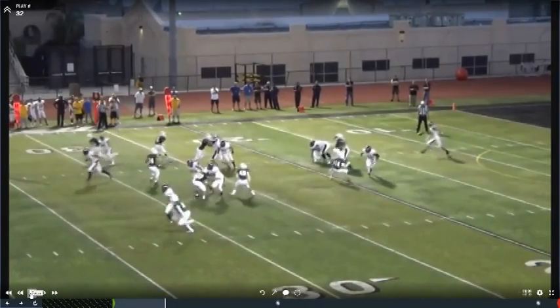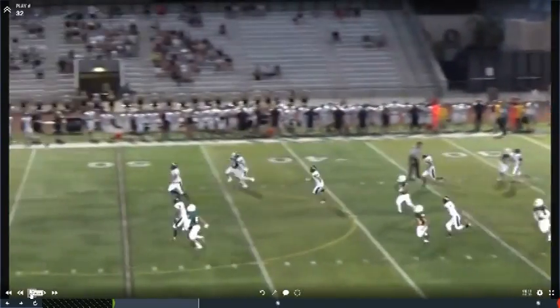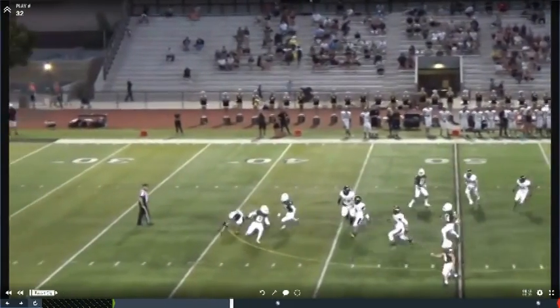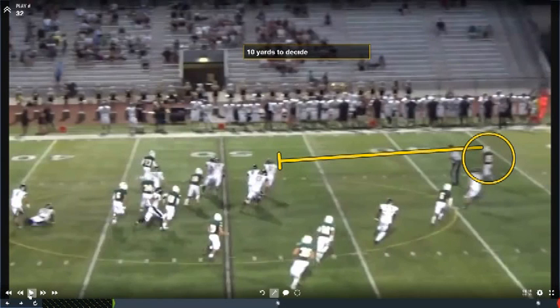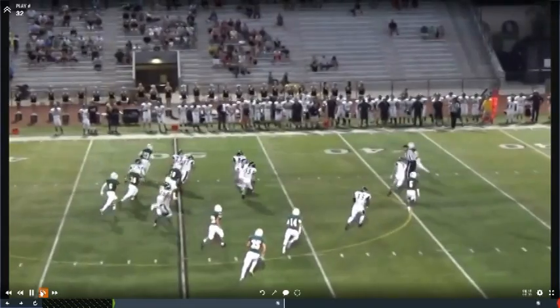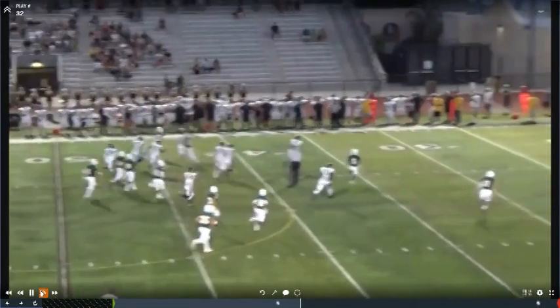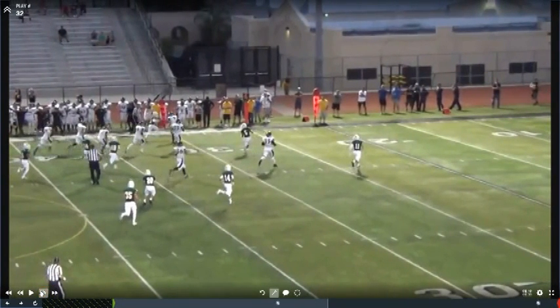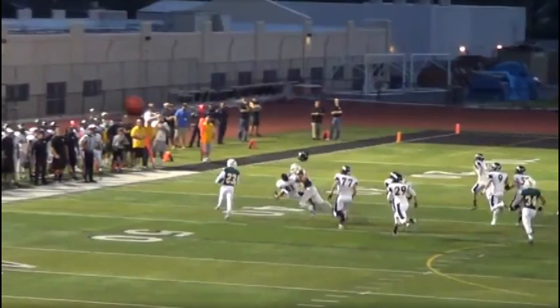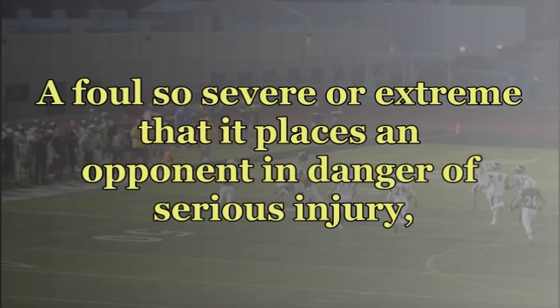This involves a punt. This is often again where the unnecessary roughness fouls occur. We're going to see Edison number 25 line up Canyon player number 81. He's got plenty of time to decide where he's going to hit number 81. He chooses to hit him high. There's a launch, and the hit is extreme. Extreme, yes, but is it flagrant? Let's revisit the definition of a flagrant foul. A foul so severe or extreme that it places an opponent in danger of serious injury.